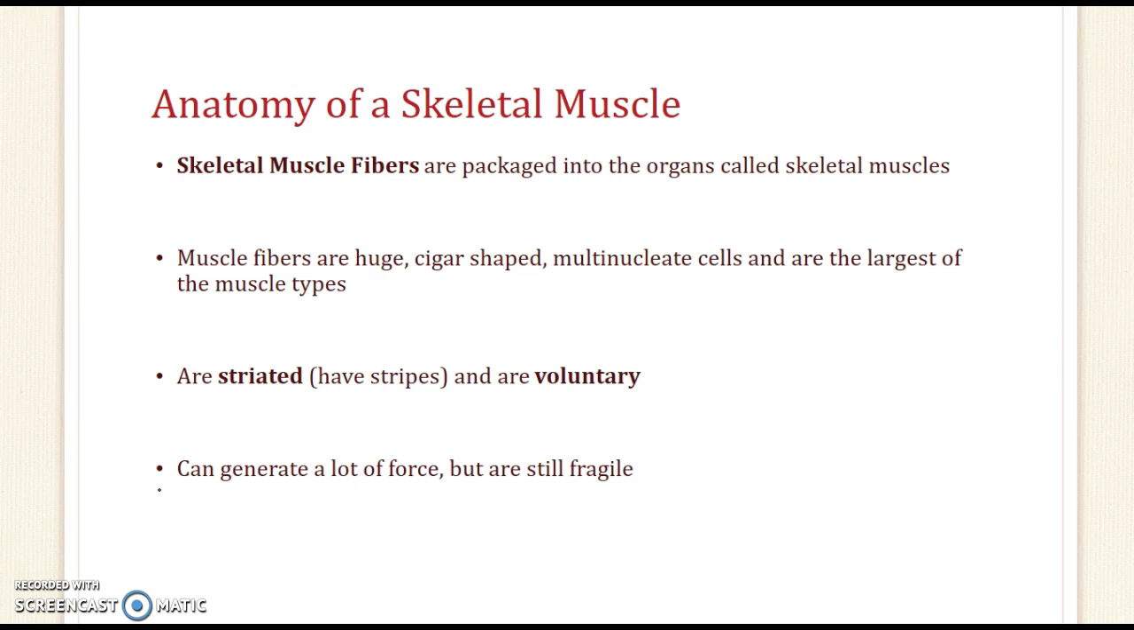So first, let's talk about the anatomy of skeletal muscle. Remember that there's three types of muscle: skeletal muscle, cardiac muscle, and smooth muscle. We're going to be focusing on skeletal muscle. So skeletal muscle cells are huge, cigar-shaped, multinucleate, which means they have more than one nucleus, and are the largest of the muscle types. Skeletal muscle is also striated and voluntary, meaning that you can control it. They also can generate a lot of force, but are very fragile.